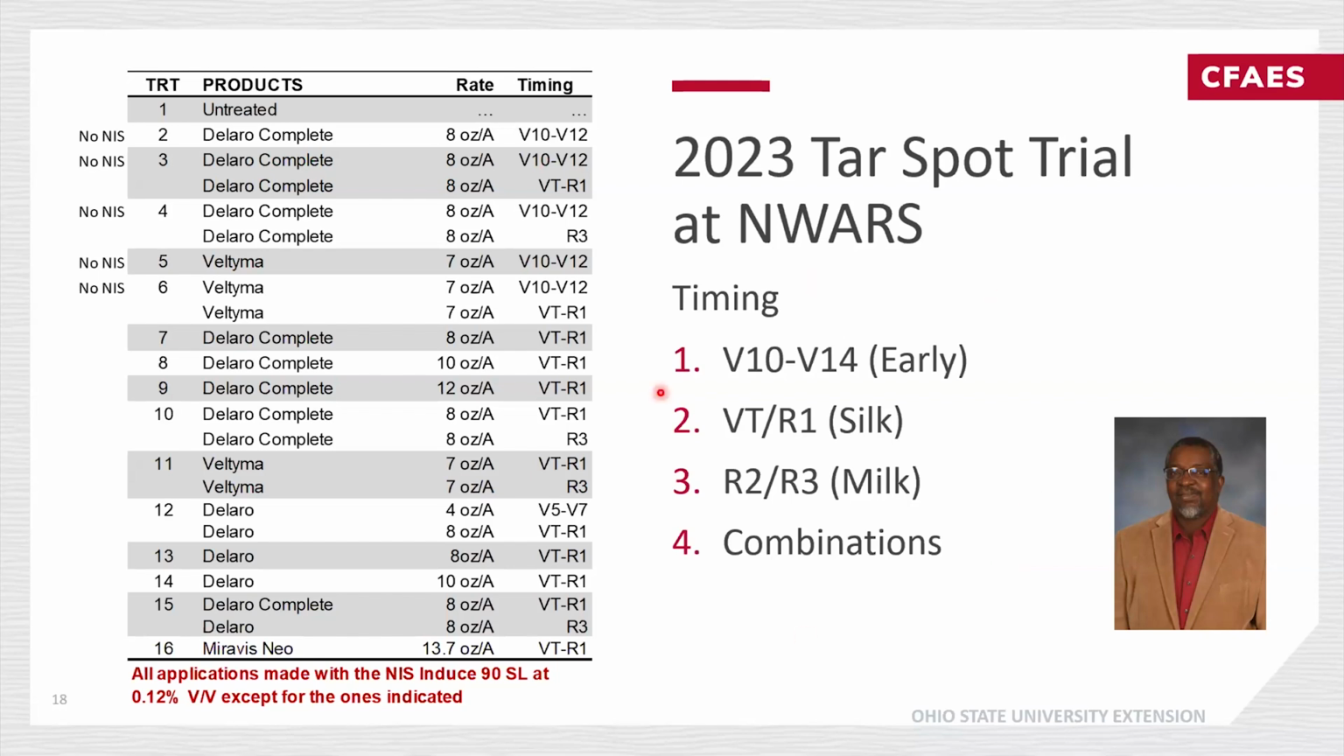So this same efficacy trial looked at an earlier time of application between V10, V14, and then silking, tasseling, VT to R1, and then a later application at around R2, R3, and then combinations of these. So we did look at single pass versus a 2-pass program in 2023 at Northwest.